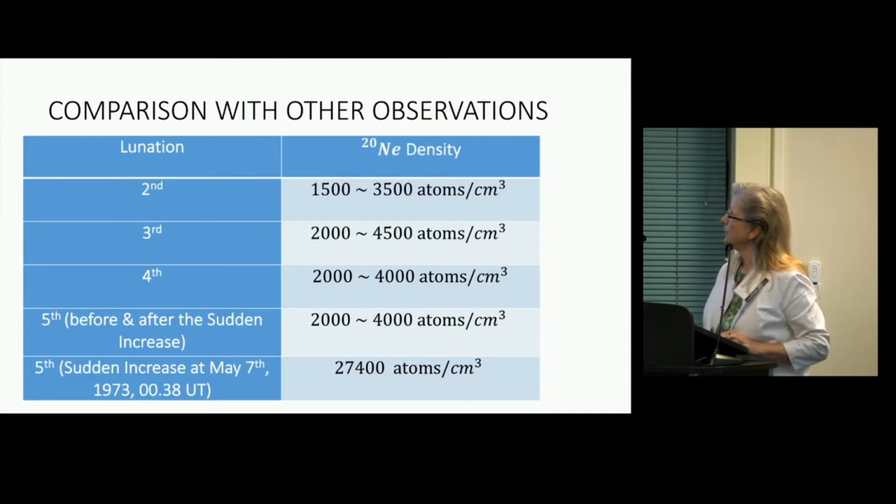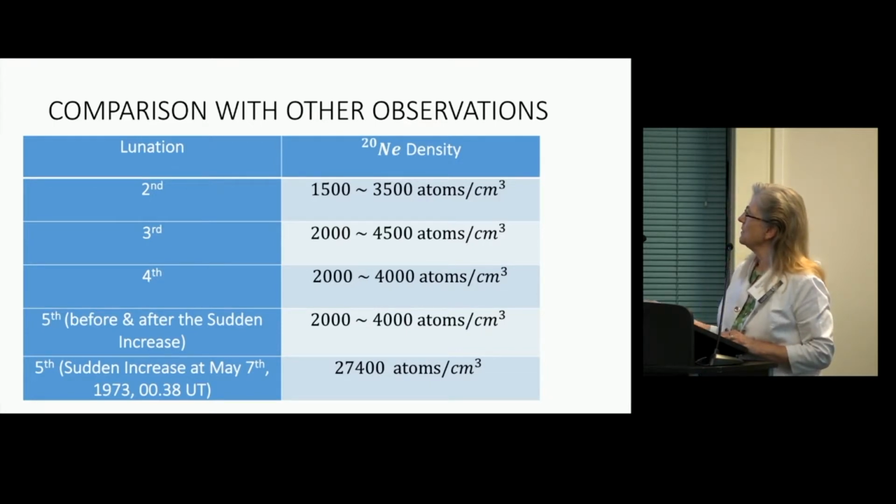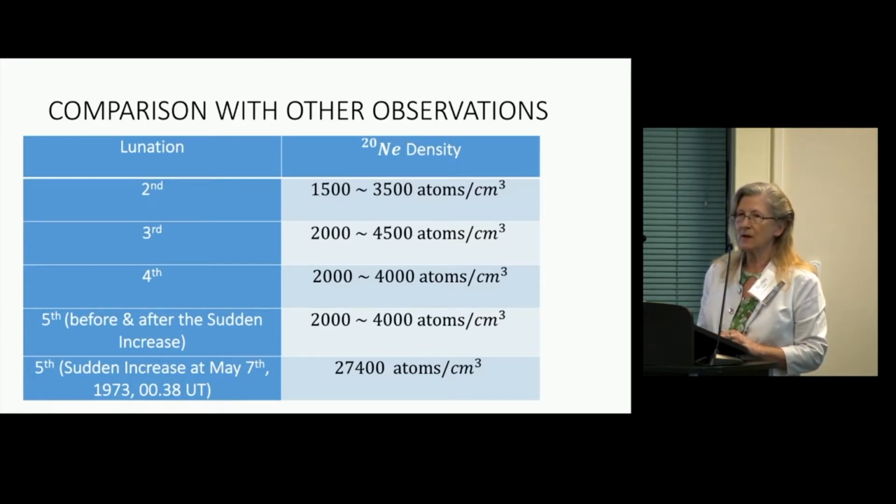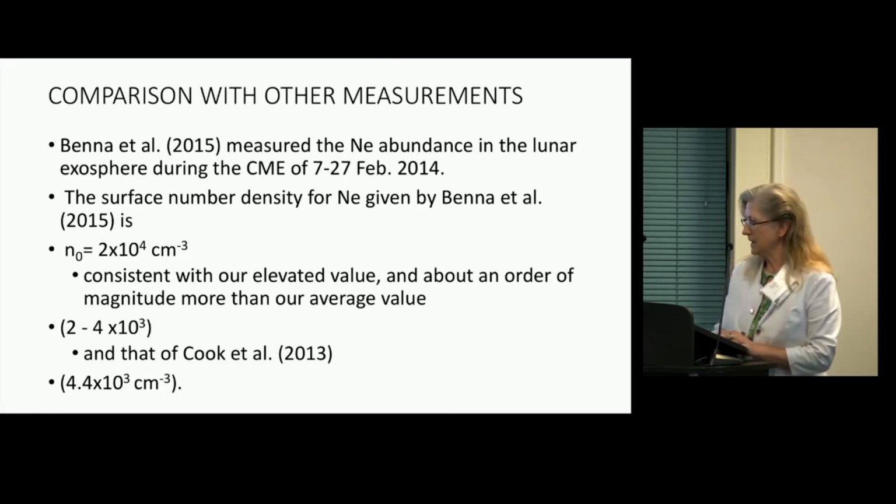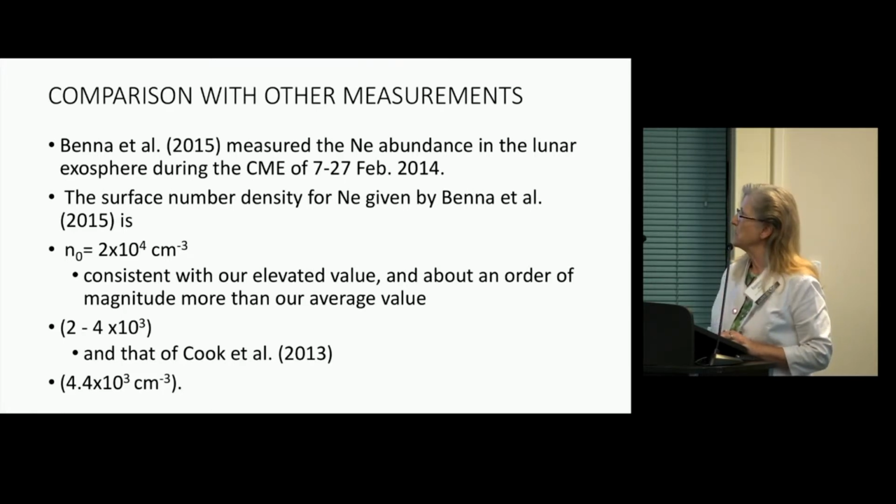These are a comparison with other observations. These are the different lunations: the second, third, fourth, and fifth before the sudden increase were all consistent with the neon densities observed and published by Clark et al. The fifth, we saw this sudden increase of a factor of about 10, and that was actually consistent with what was published by Benna et al. from LADEE.